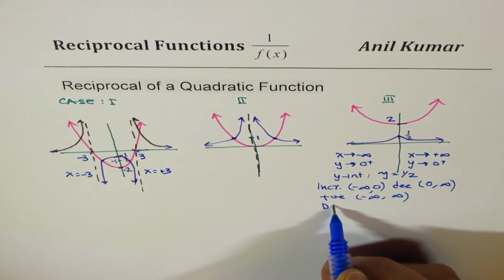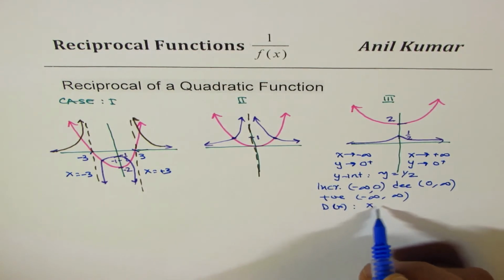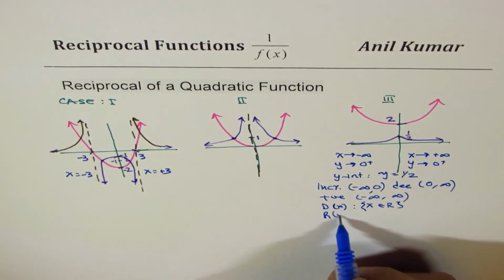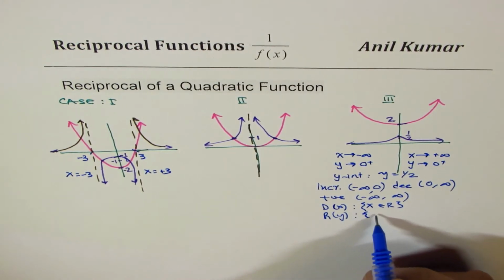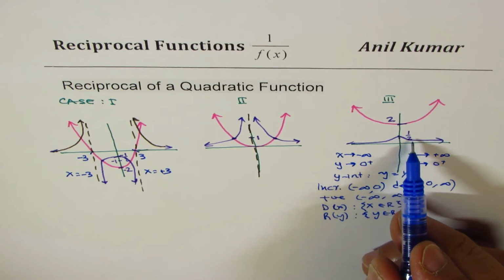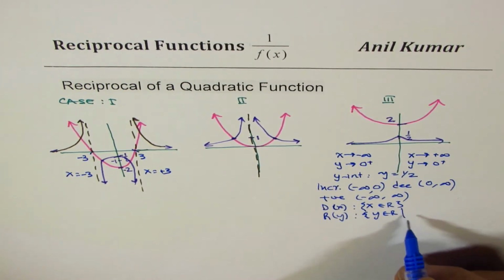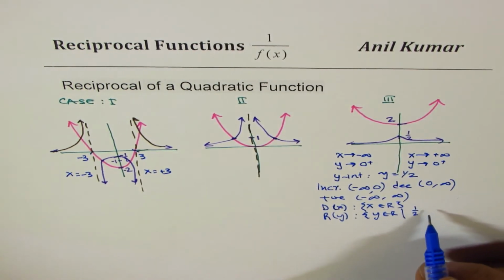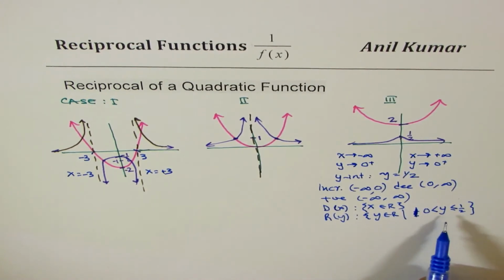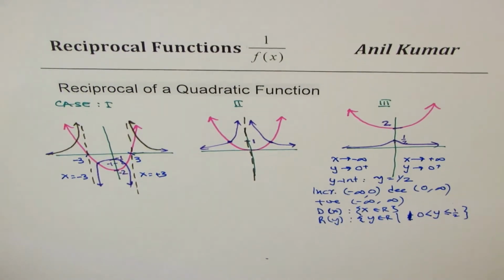Domain is x belongs to real numbers, and range is y belongs to real numbers. However, y is between half and 0. So we can say y is greater than, it is better to write the lesser value first, y is greater than 0 and less than or equal to half. So that is how you could write domain and range for this particular function.